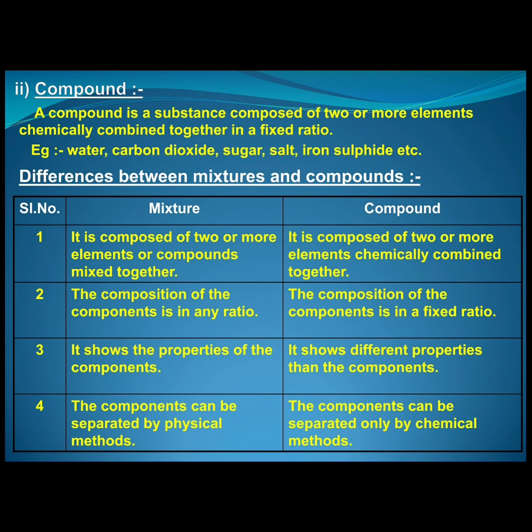And the next and the last point of difference is that a mixture can be separated by physical methods, whereas compounds cannot be separated by physical methods. Just now we have studied different methods of separation. The mixtures can be separated by these methods, but the components of a compound cannot be separated by these methods. In order to separate the components of a compound, we must have some chemical methods.